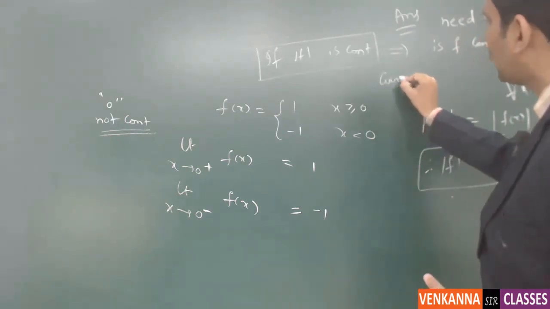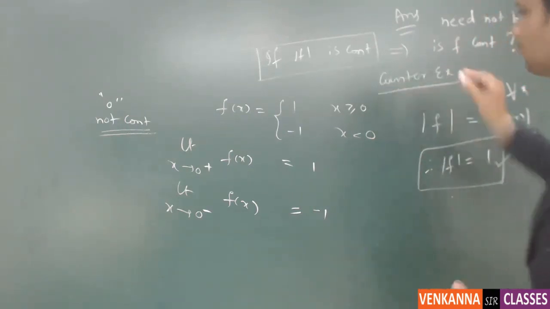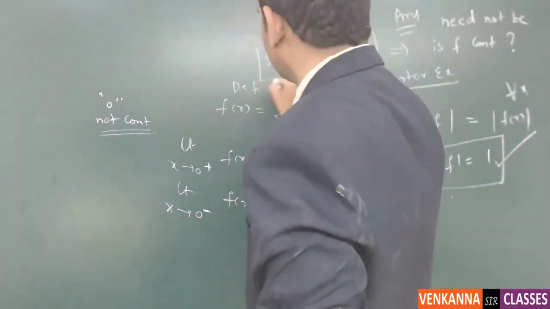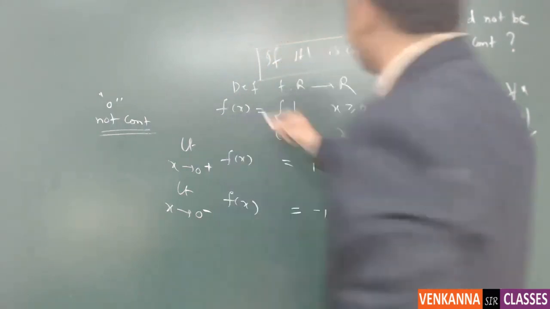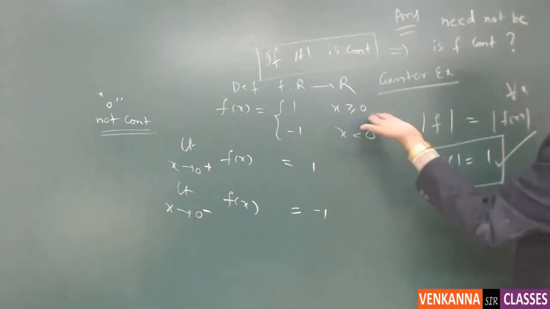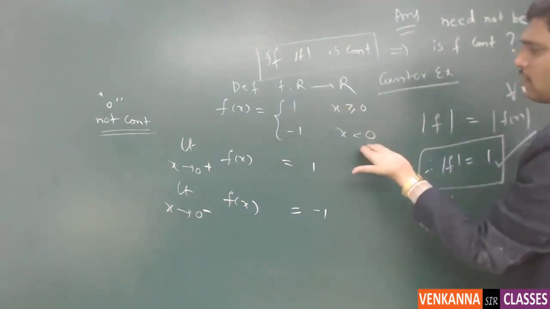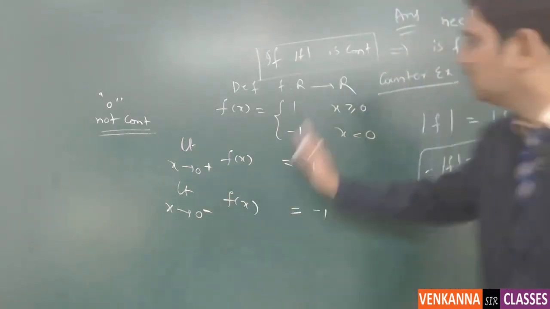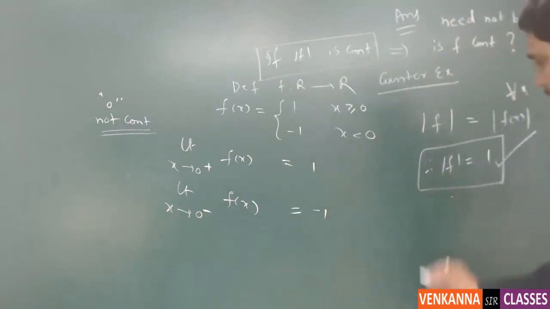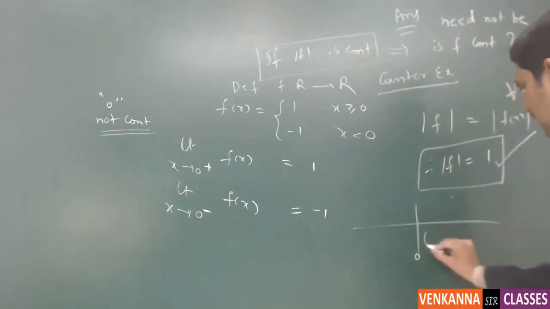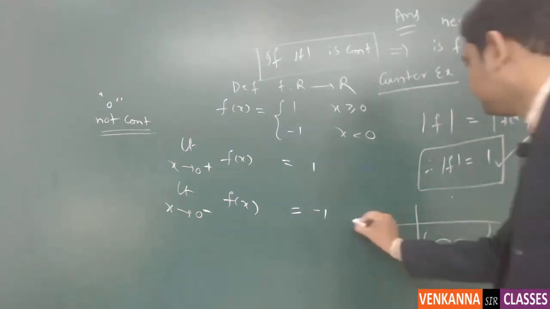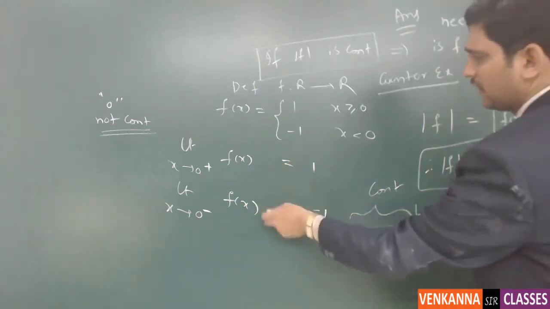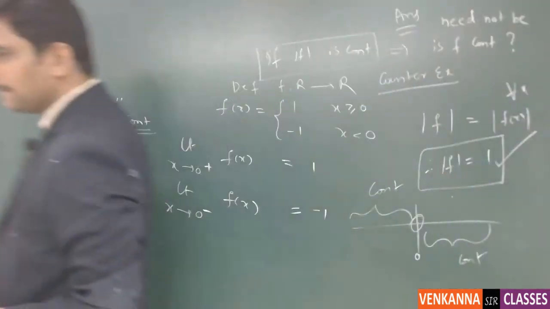Why? Because this is the counter example. So take the example that define f like this. Define f from R to R by, for all non-negative values take it as 1, for all negative values take it as minus 1. Then the function is not continuous at the point 0. For the rest of the points it is continuous. So what happens if you draw the real line 0? Here it is continuous. Here it is continuous. But at 0 it is not continuous, because left limit, right limit both are unequal. Okay?